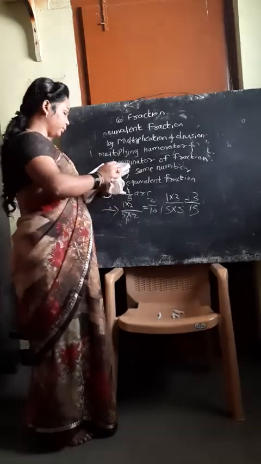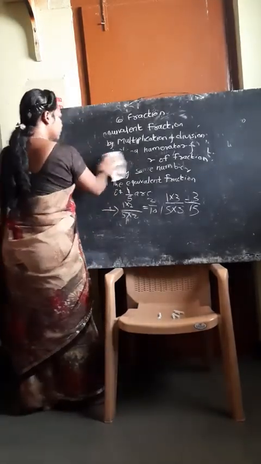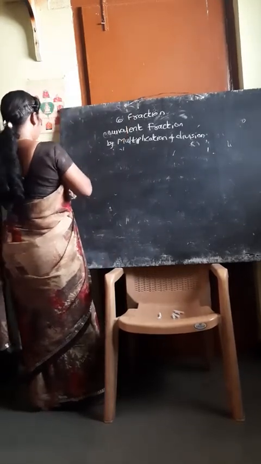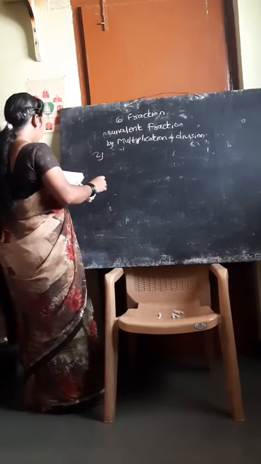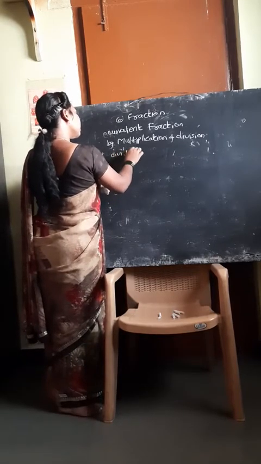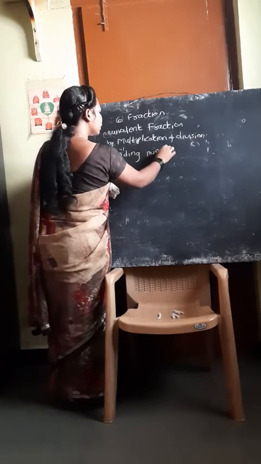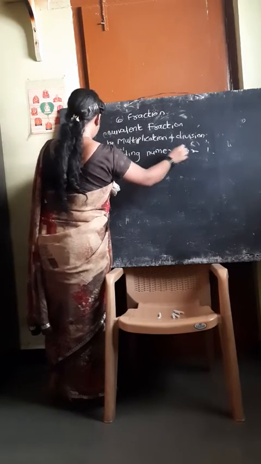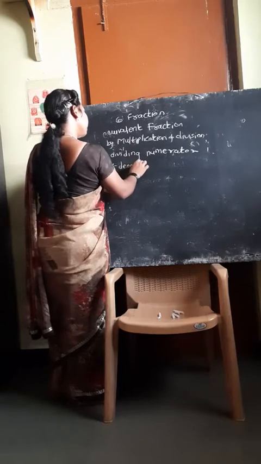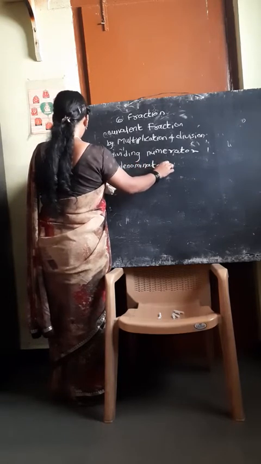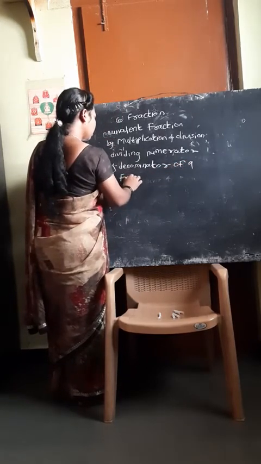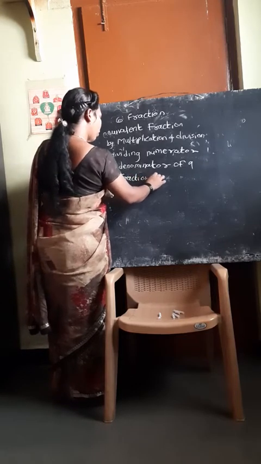Next, the second rule is: an equivalent fraction can also be obtained by dividing the numerator and denominator of a fraction by a common factor.